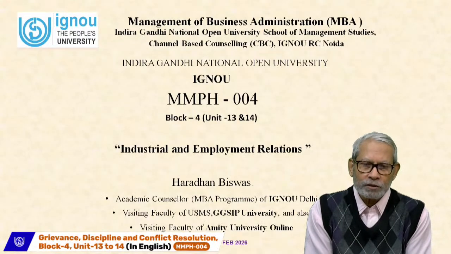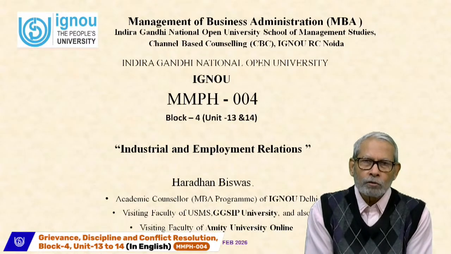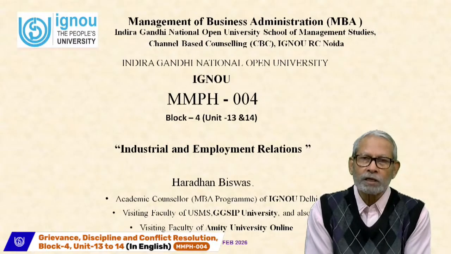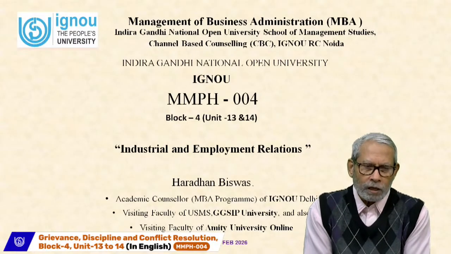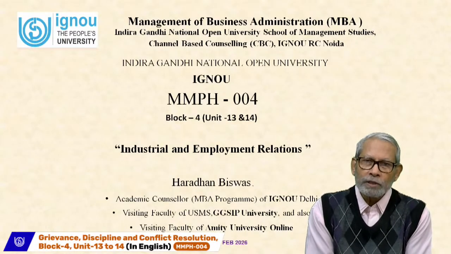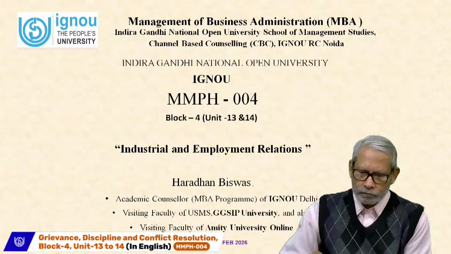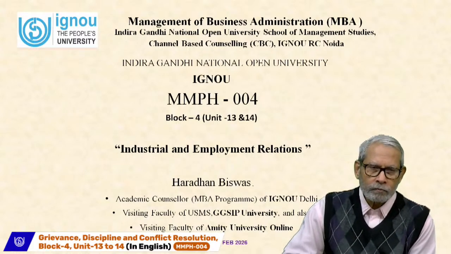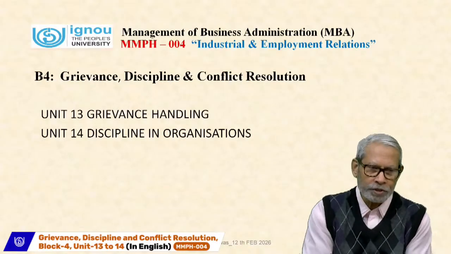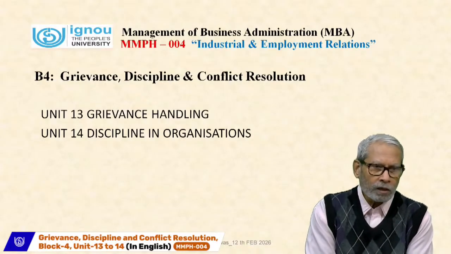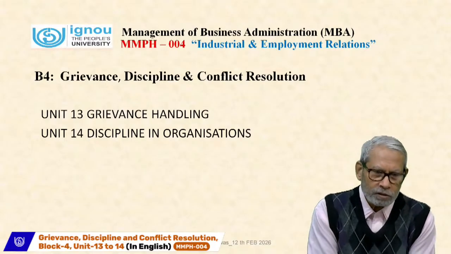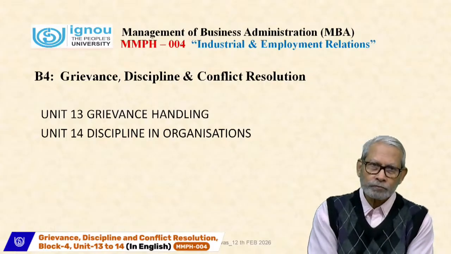Again, the MMPH 004. Today we have to discuss Block number 4, that is Unit number 13 and 14, the Industrial and Employment Relations. So there are two units. Unit number 13 is Grievance Handling, and Unit number 14 is Discipline in Organizations.